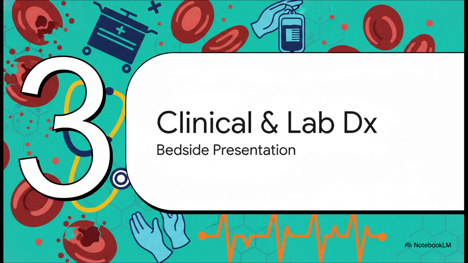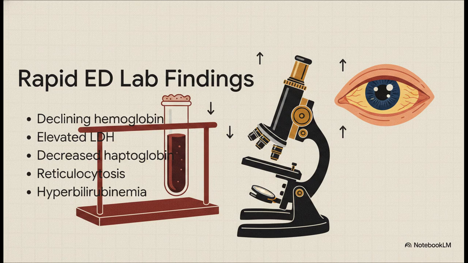Okay, Part 3. Clinical and lab diagnosis. What does this actually look like at the bedside? You're looking for that classic triad, right? Abrupt jaundice, dark urine from the hemoglobinuria, and fatigue from the sudden anemia. When you pull your rapid ED labs, you're confirming both intravascular and extravascular hemolysis. You're going to see rapidly declining hemoglobin, a spike in LDH, a dramatic drop in haptoglobin as it binds up all that free hemoglobin, a surging reticulocyte count as the marrow desperately tries to keep up, and indirect hyperbilirubinemia.